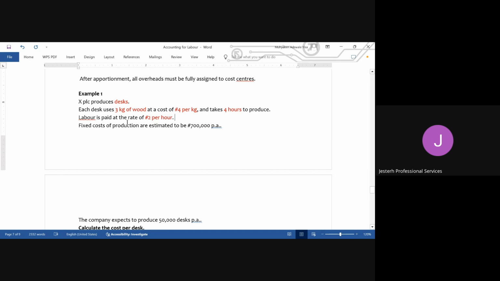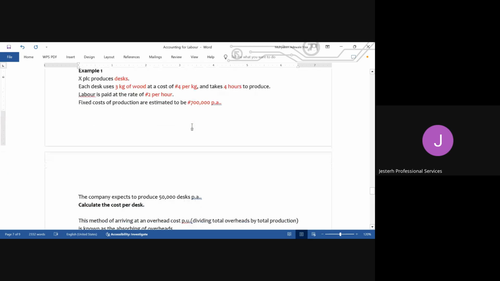Now, the organization has a fixed cost of production estimated at 700,000 per annum. It means the fixed cost of production has already been estimated to be 700,000. Now, how are we going to allocate or absorb these 700,000 to each of these desk productions? That is what we want to calculate here.